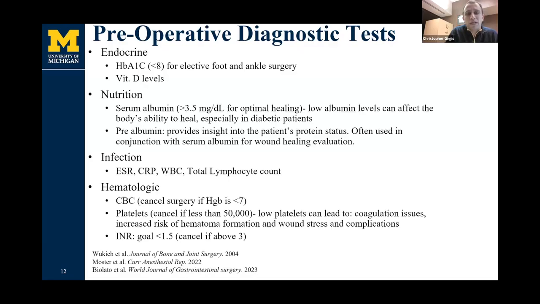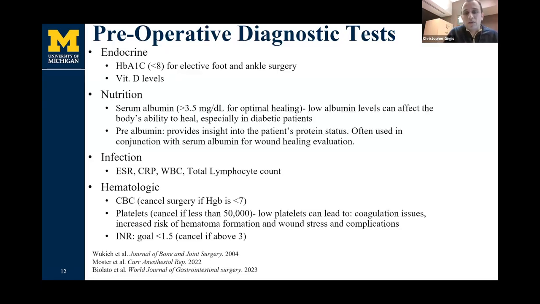Obviously, if we're working patients up for infection, we're going to want to ensure that we do the appropriate workup. That's going to consist of the ESR, CRP, and white blood cell count. Hematologically, you're going to want to ensure that we have a hemoglobin that's greater than 7. If not, and it's an urgent procedure, we're going to go ahead and transfuse. For platelets, we're going to want to make sure that they don't have thrombocytopenia.